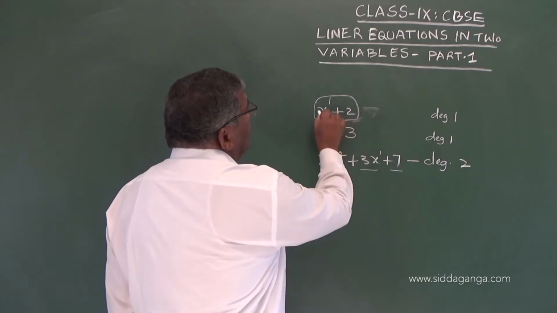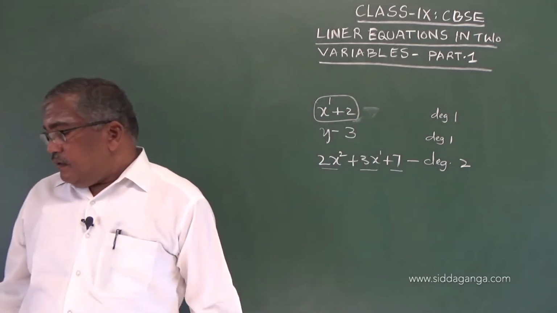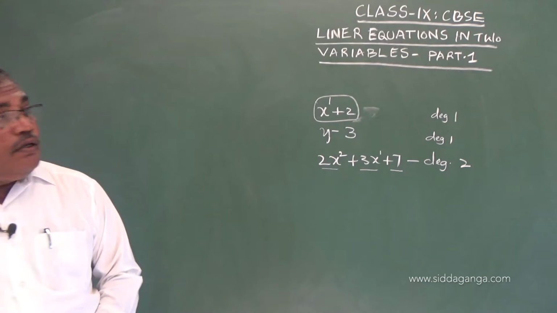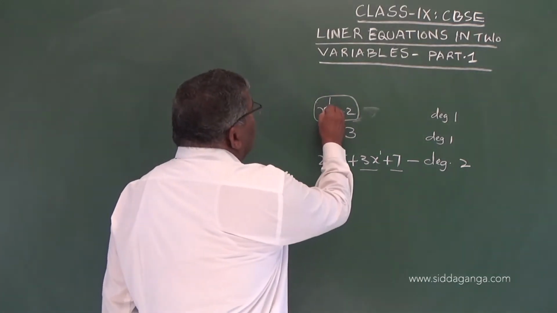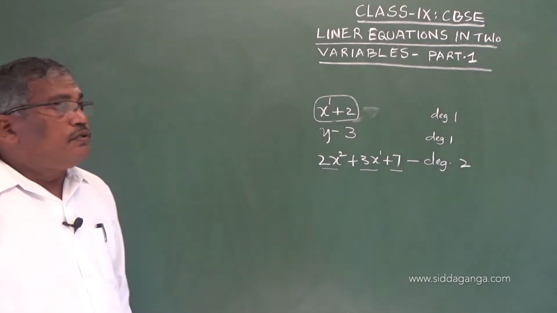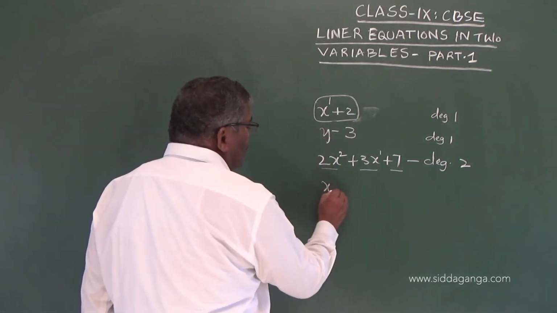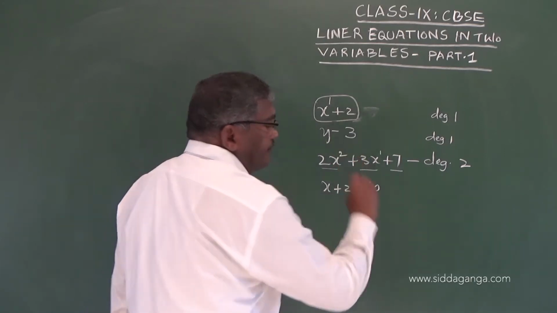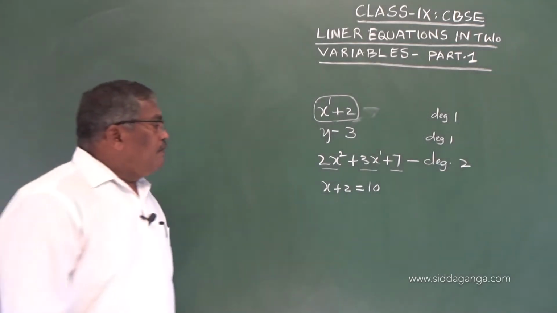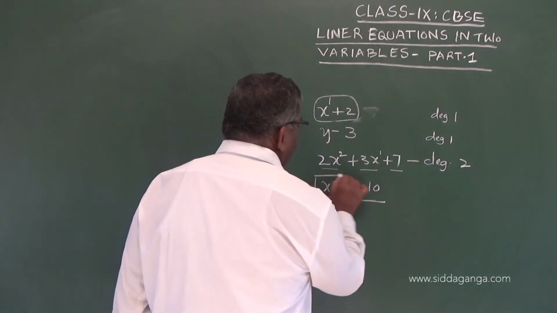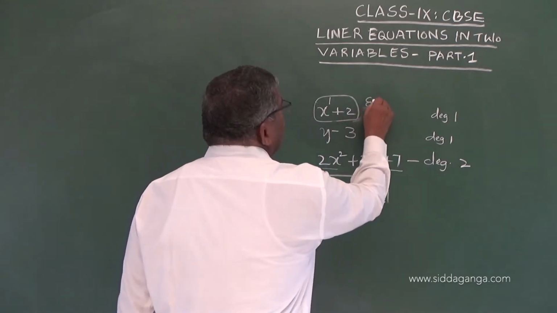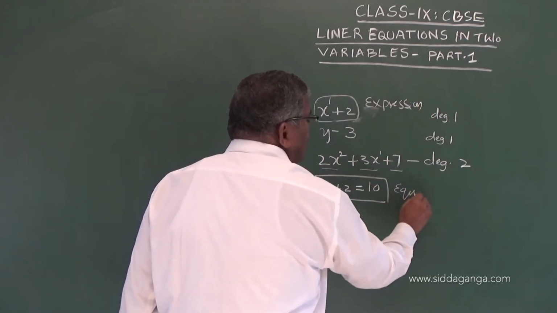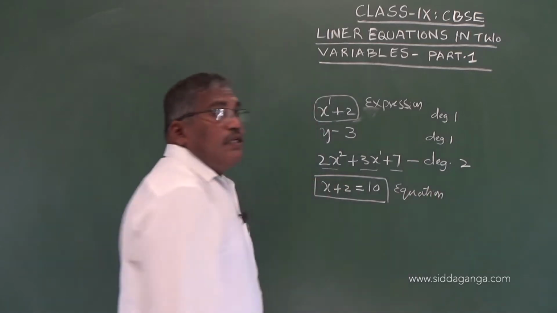Such algebraic expressions have degree 1. So x plus 2 is a simple expression with 1 degree. Suppose the expression x plus 2 is equated with 10. We call this an equation. So this is an algebraic expression, and this is an equation. Then what is an equation?